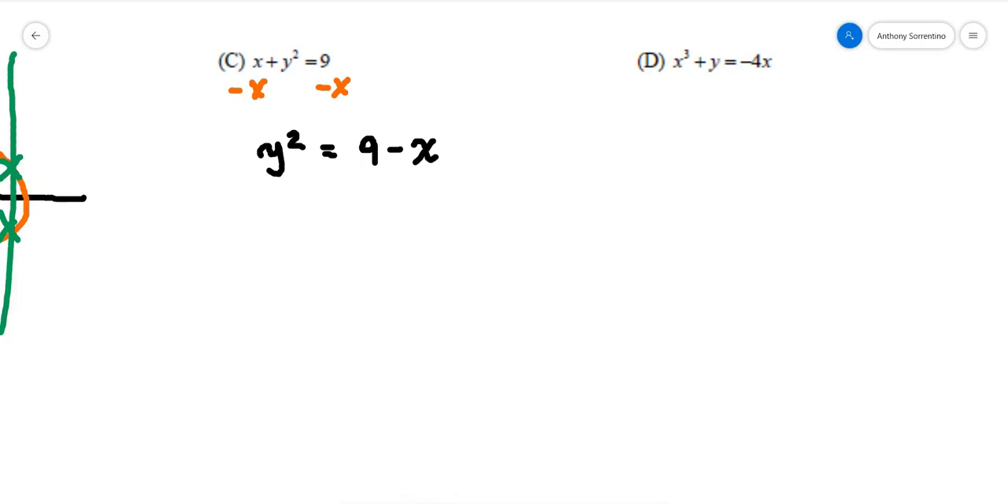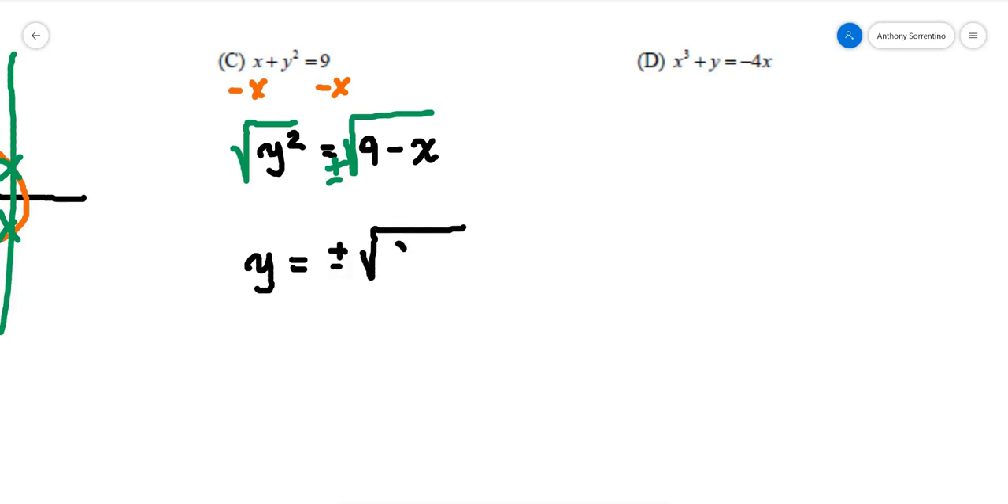Now, I had brought this up before in 1-1. When we take a square root, we're supposed to put a plus or minus symbol on the non-variable side, where y here is being treated as the variable because I'm trying to isolate that. So if I'm going to do this correctly, there should be a plus or minus symbol here, which would give me a final equation of y equals plus or minus the square root of 9 minus x.